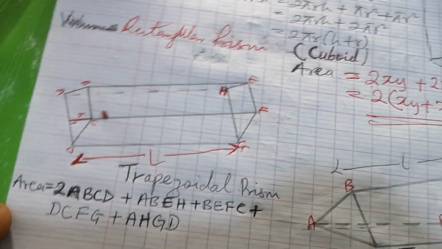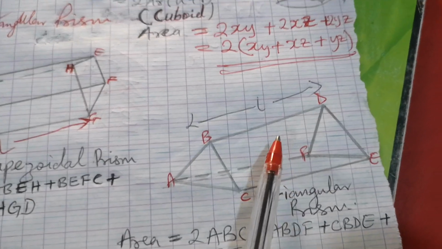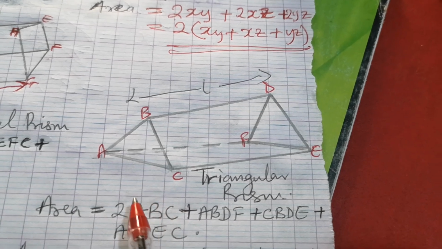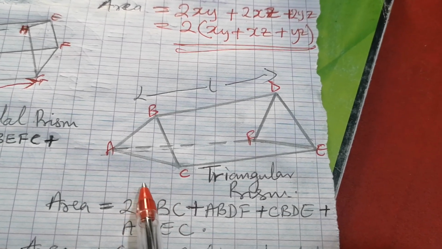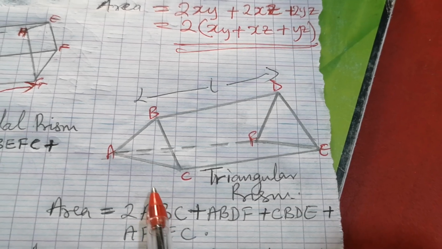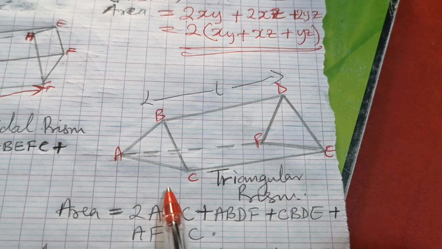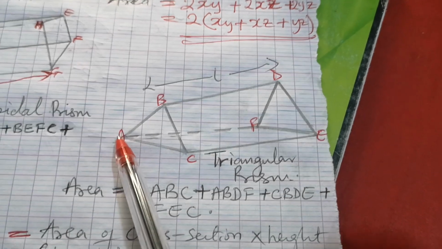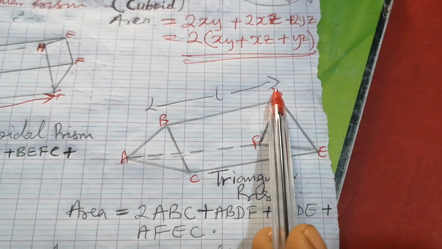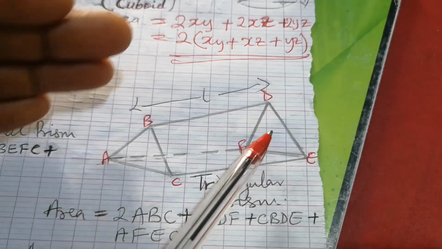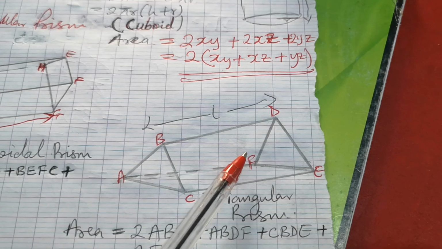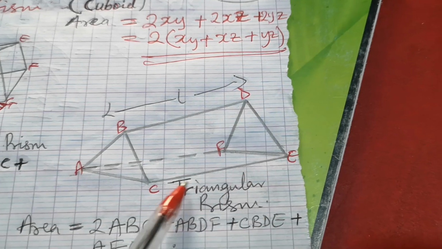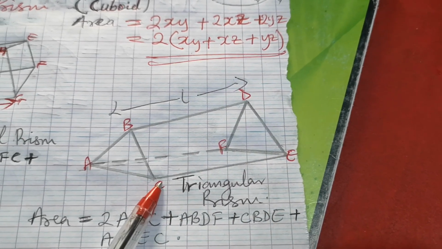Okay, fine. Now let's go to the triangular prism. How do we find the area of a triangular prism? Let's check the number of rectangles we have in a triangular prism. I think we should have about 3 rectangles. Yes, 3 rectangles, and they are: the first one ABDF, that's the rectangle on the other side. And also we have another rectangle BDEC. That is number 2.